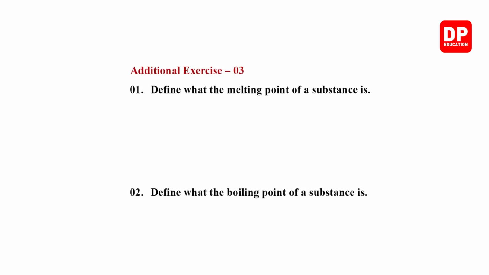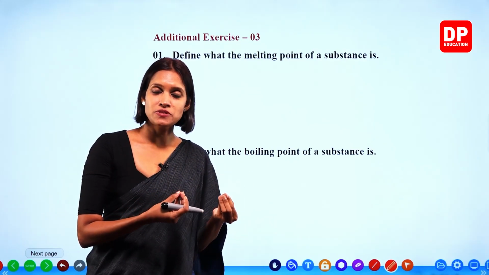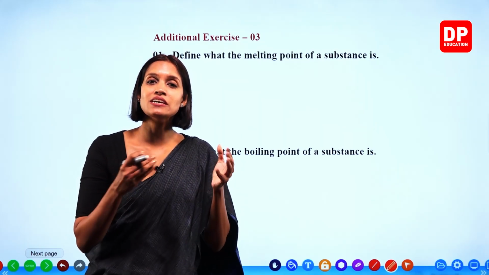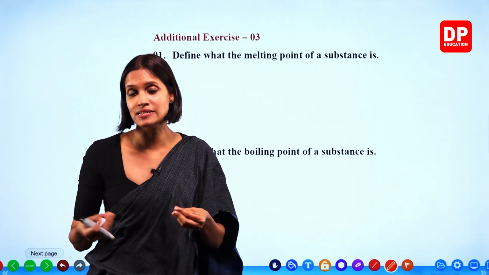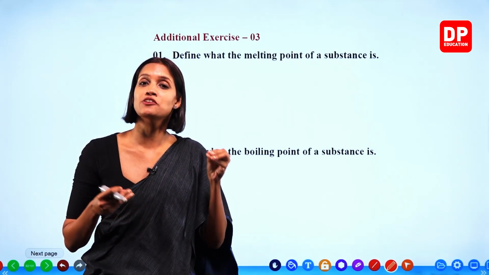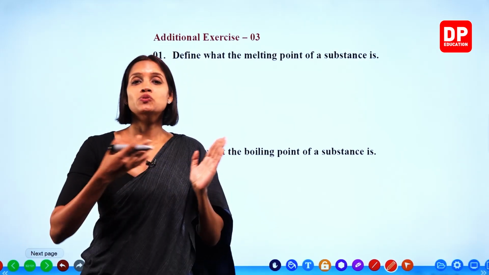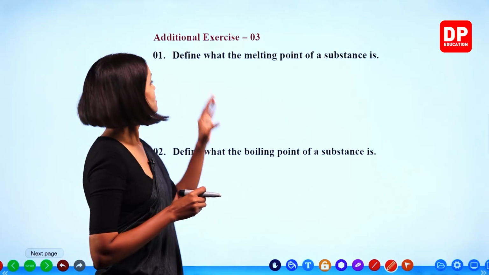Exercise number 3. Define what the melting point of a substance is. What is the meaning of melting point? When heat is applied to a solid substance at a certain temperature, it starts to change to its liquid, or very simply, it starts melting. The specific temperature or the constant temperature at which a solid turns to its liquid is known as the melting point. Right? We will write.